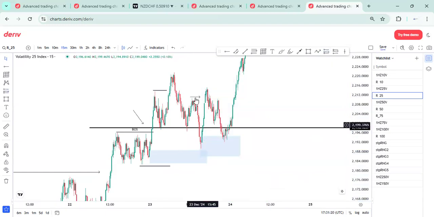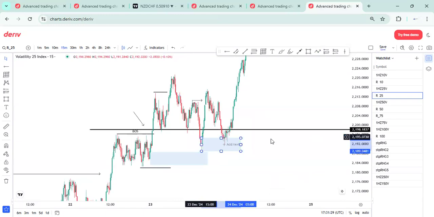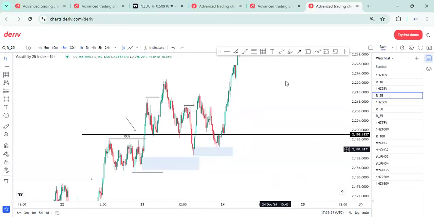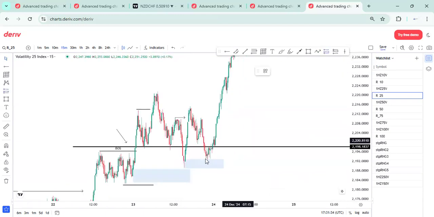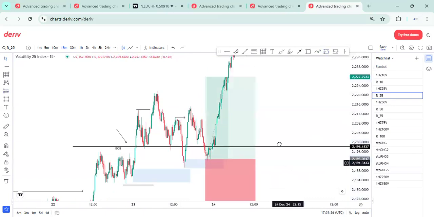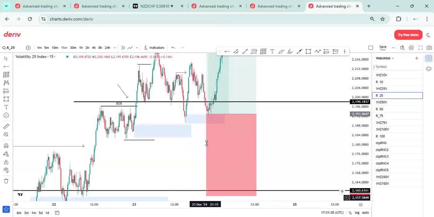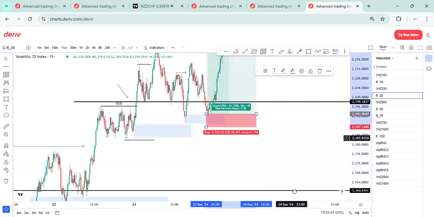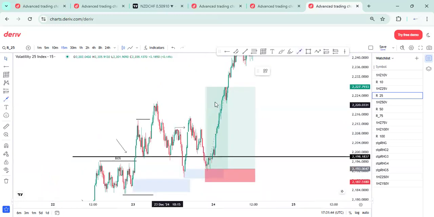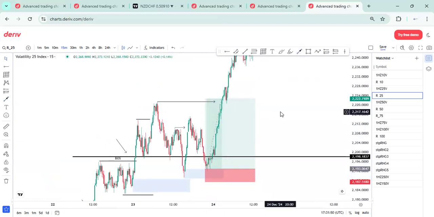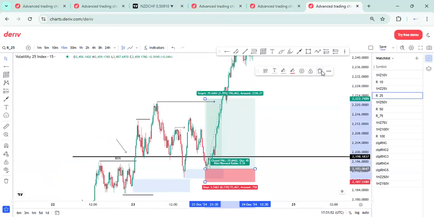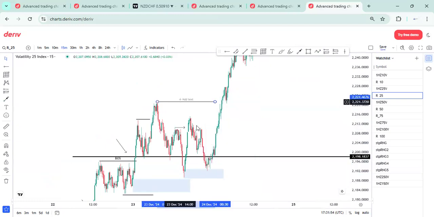It moved away. So we had a market structure shift here and market returned to this last down close candle here. Confirmation entry. This was a good entry for us. Stop loss right here. And if we had gone for this target, it was so smooth.